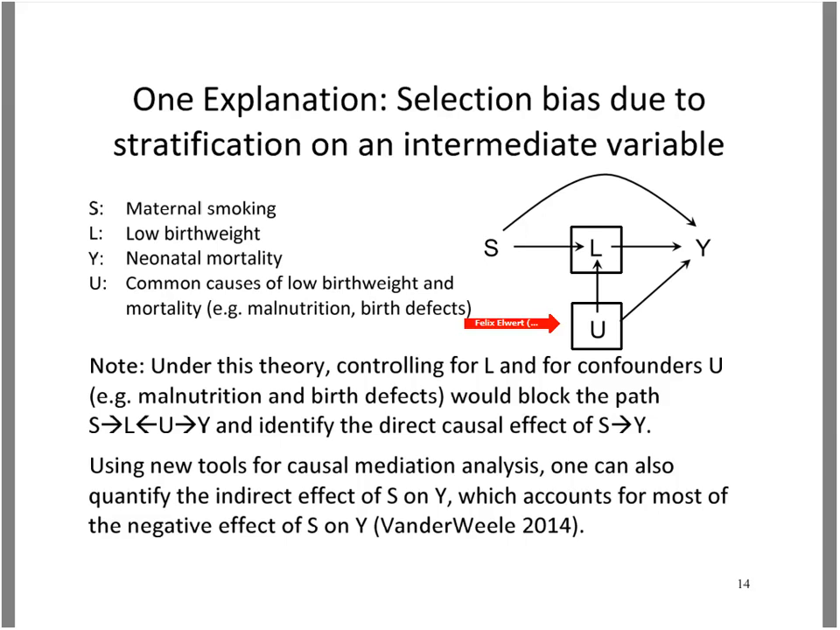Good. And using new tools for causal mediation analysis, we could actually also quantify the indirect effect of smoking on neonatal mortality that goes via low birth weight. And research shows that, to the extent that we're able to identify the causal effect of smoking on neonatal mortality, most of that effect is mediated by low birth weight. Good. Okay. That's the birth weight paradox.